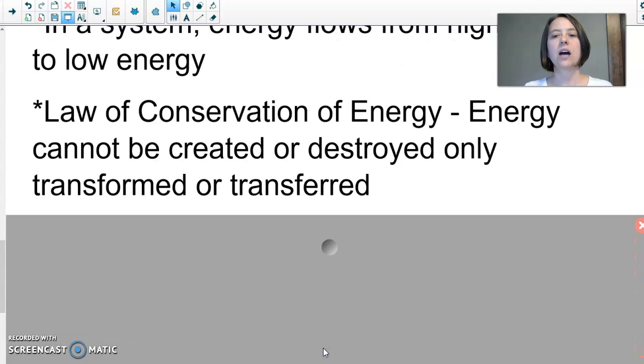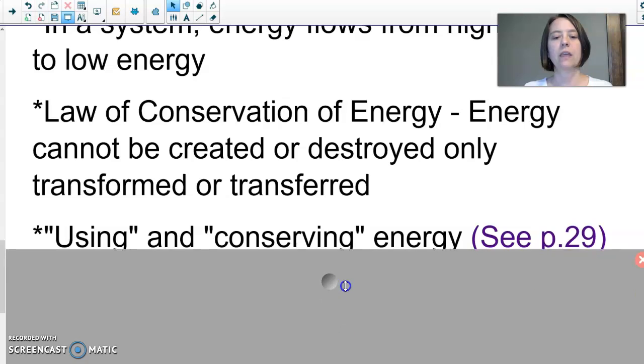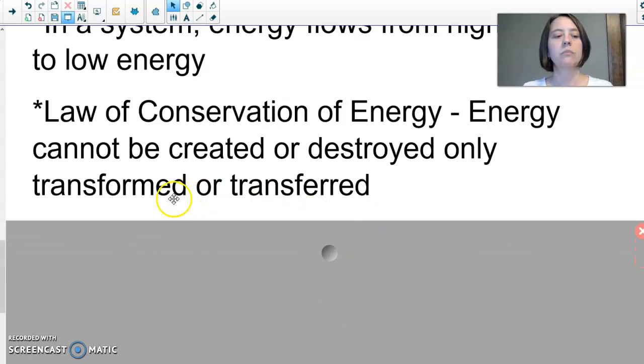So let's talk about the law of conservation of energy. It states energy cannot be created or destroyed, only transformed or transferred. So being transferred, if I were to push somebody, I will have transferred some of my energy into them, and they will have some kinetic energy while they move forward.